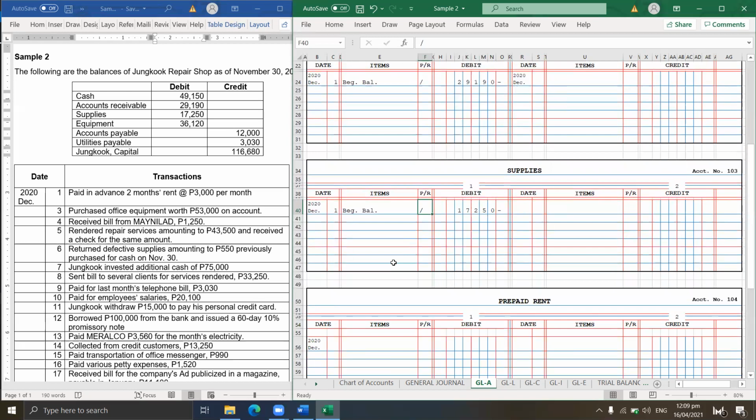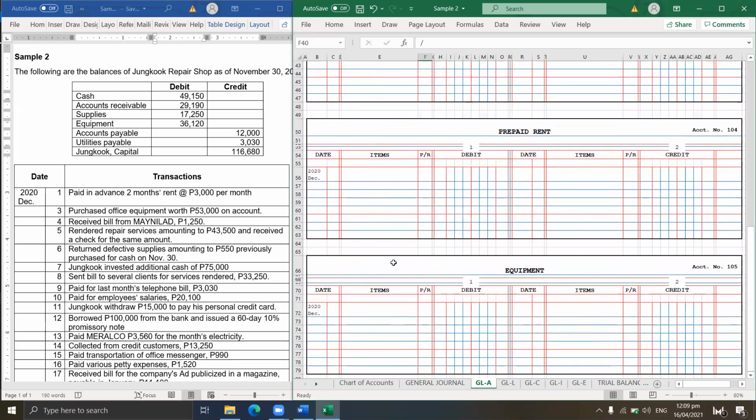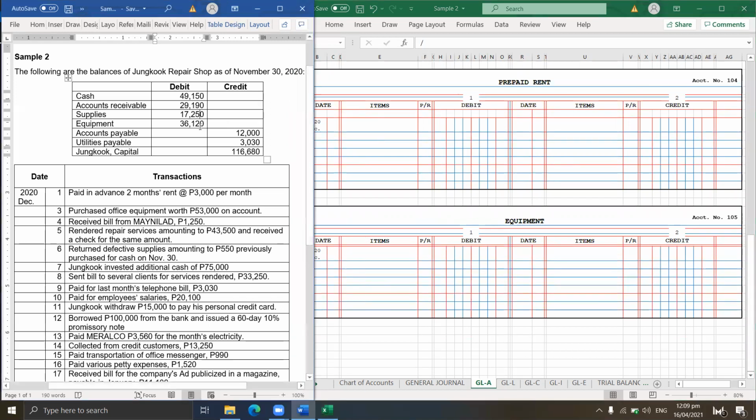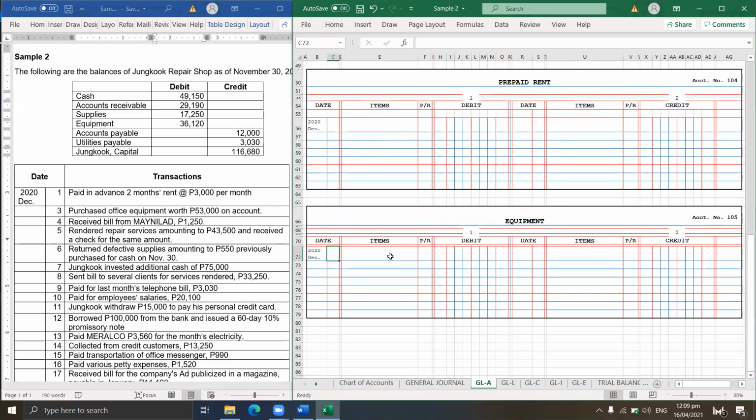Then we have yung ating equipment. So equipment will be the next account. So that would be 36,120. So December 1 ulit. Begbal. Okay, so put check mark. Remember, debit side sila lahat, no? Kasi assets yan. So that's 36,120. Okay? So we're done with opening the asset balances.